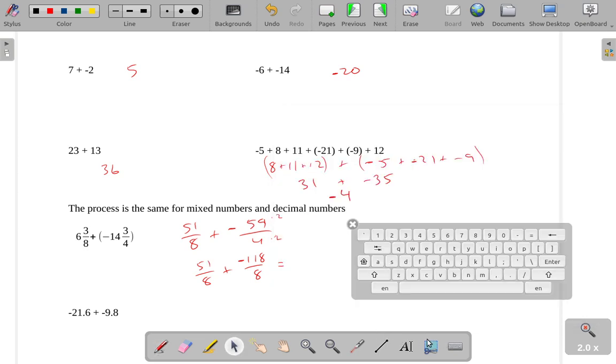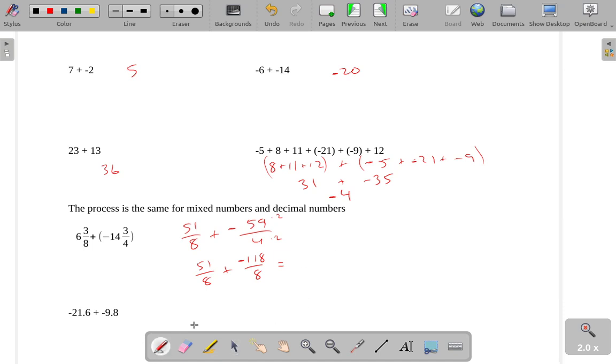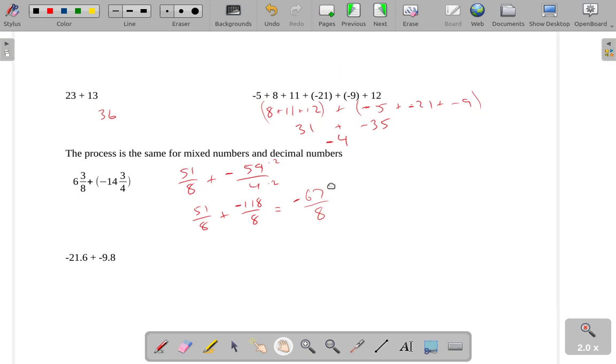So I end up with, where in the world is my cursor down there? There we go. 67 eighths. This should be negative because when I did this, the 118 is definitely bigger than 51. So I end up with negative 67 eighths. I could convert that back to a mixed number if I pleased. I don't really want to. I don't like mixed numbers. But I would want to look to make sure that that is in lowest terms. 8 is 2 times 2 times 2, and 2 is not a factor of 67, so this is in lowest terms. Yeah, I'll leave it at that.